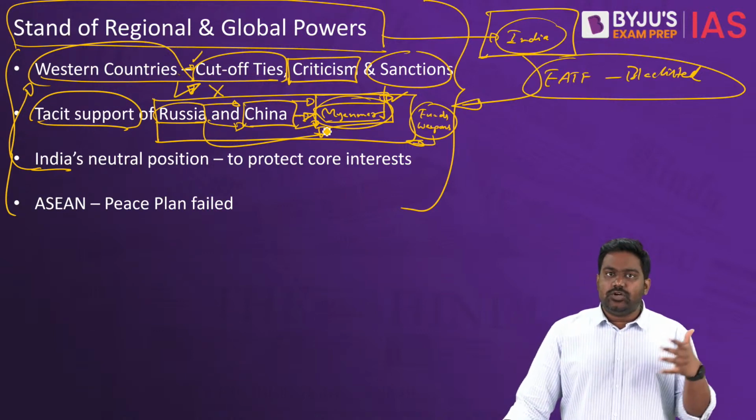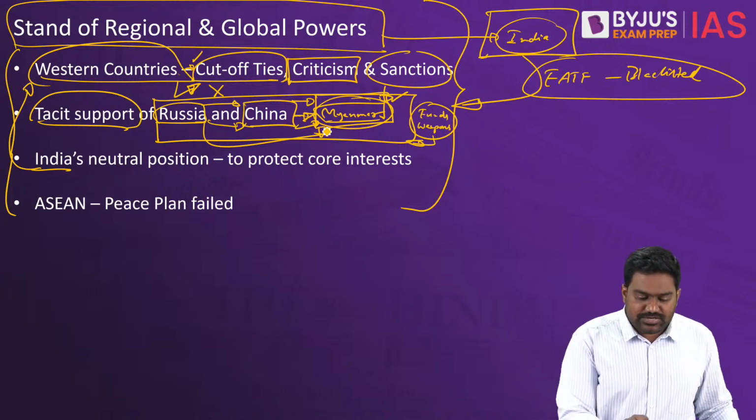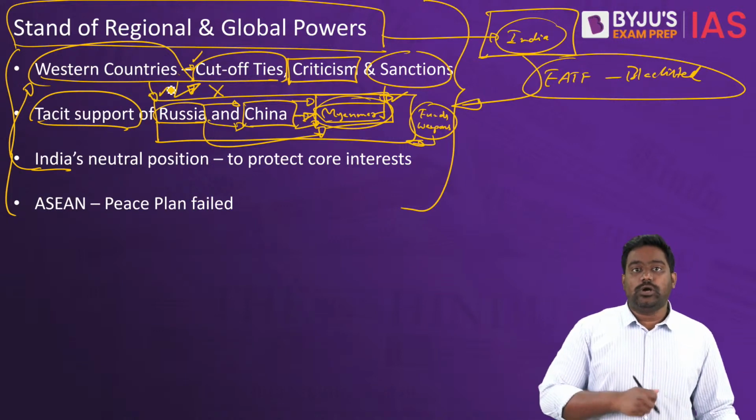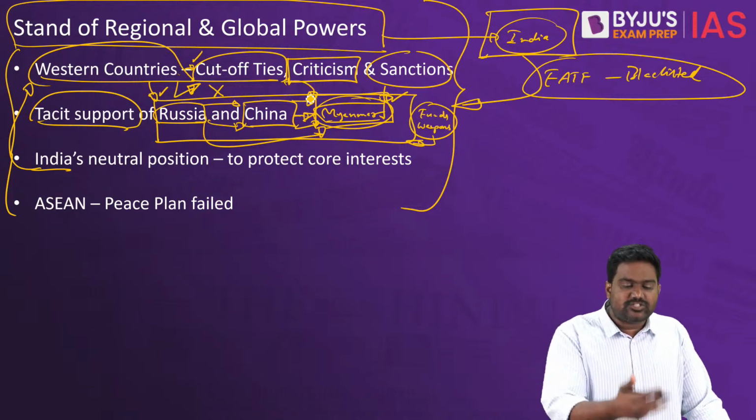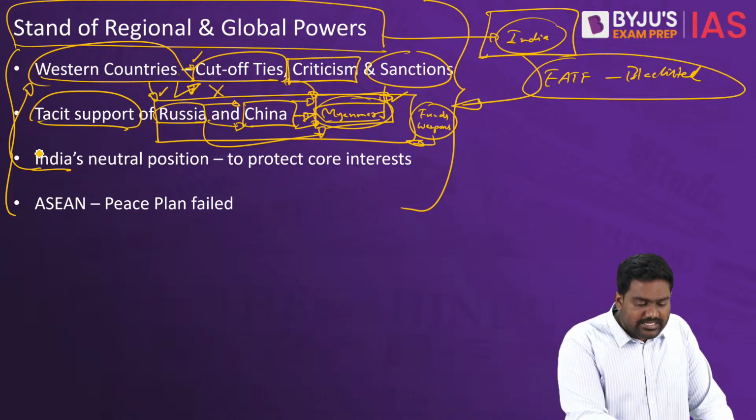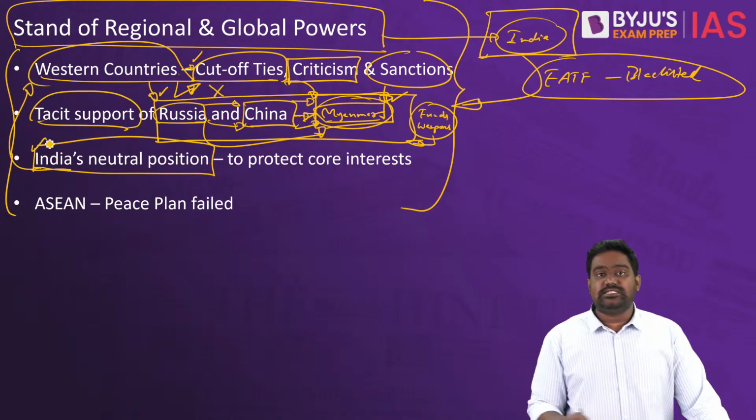Their genuine concern is not democracy and human rights. Their genuine interest is geopolitical interests, to counter the influence of Russia and China, to exploit the resources of Myanmar. That is the interest of Western countries. In the middle of this, India has largely taken a neutral stand again.